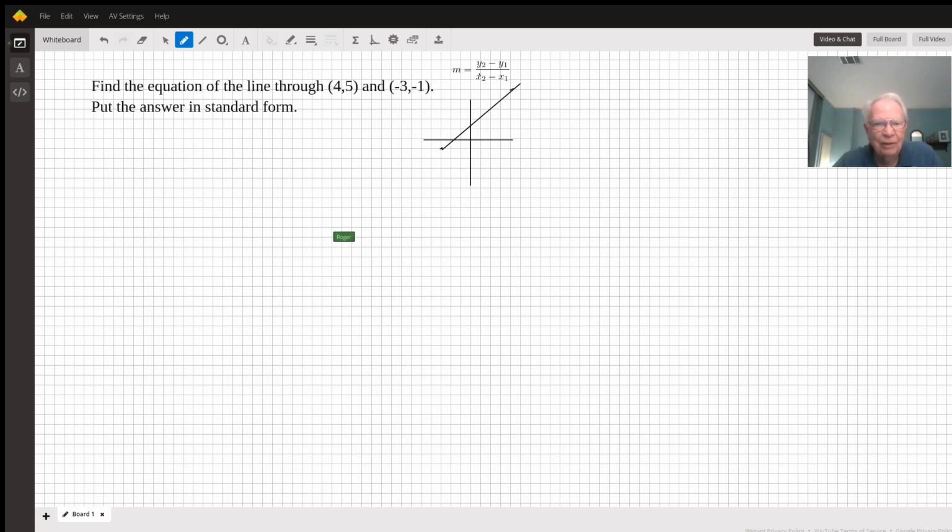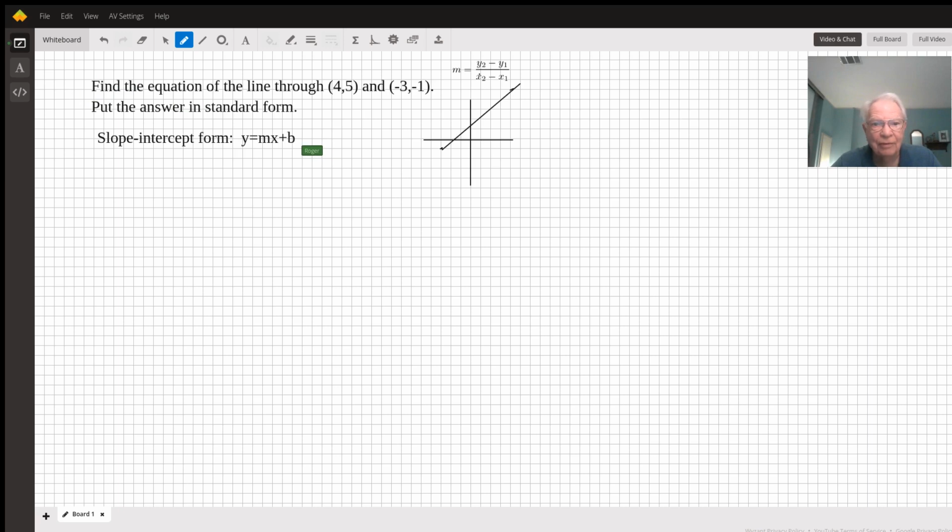Now there are several ways of doing this. I'm going to do this by starting with slope-intercept form. Slope-intercept form for a linear equation looks like this. It's y equals mx plus b, where m is the slope and b is the y-intercept.